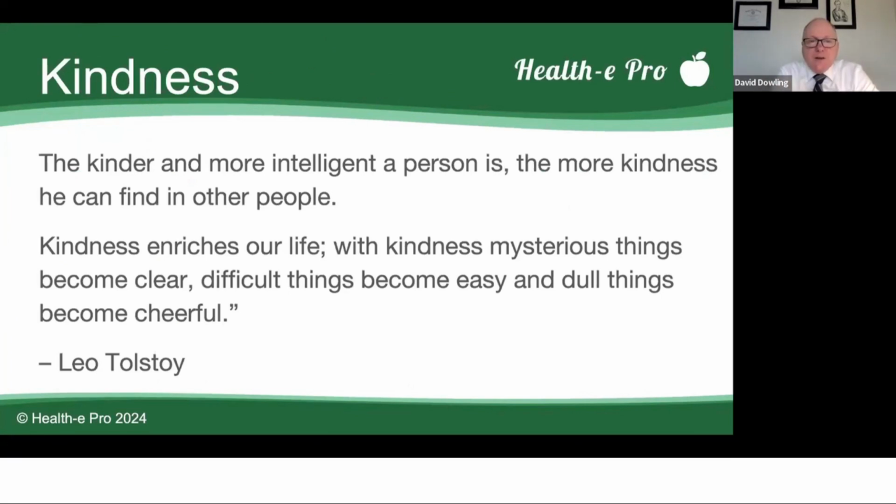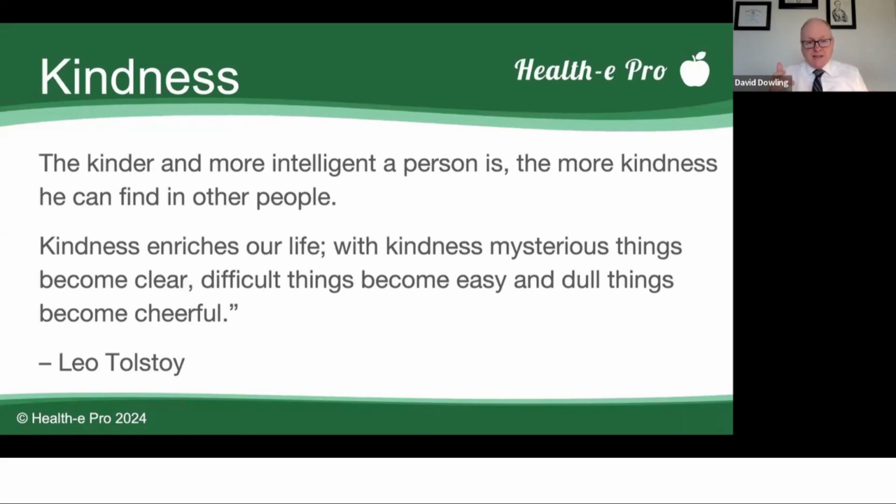All right. I love this quote from Leo Tolstoy. And he says, the kinder and more intelligent a person is, the more kindness he can find in other people. Kindness enriches our life. With kindness, mysterious things become clear, difficult things become easy, and dull things become cheerful. Well, how does this impact your job and what you're doing? Well, let's be honest, some of the things that we engage in can feel mysterious or difficult or even dull. But if we navigate our community, our environment with a level of kindness to other people, it's going to make their job and our job a lot easier, a lot more cheerful, and it's just going to help us all to accomplish the things that we need to do.